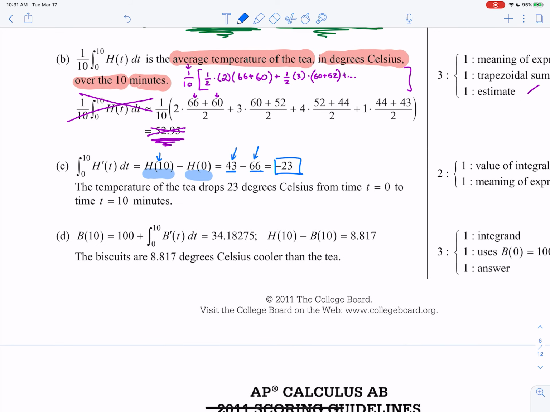So in this case, since it's negative, we know that the temperature of the tea drops 23 degrees Celsius from t equals 0 to t equals 10 minutes. Or you could just say over the course of 10 minutes. You could even say, instead of drops, you could say decreases by 23 degrees Celsius. But the important part is units, okay?